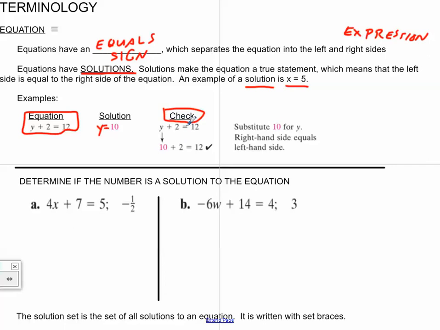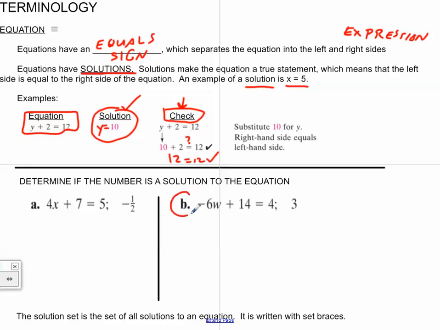10 plus 2 equals 12. Is that true? You'd probably put a question mark on top of it. 10 plus 2, oh yeah, it does equal 12. 12 equals 12. Sure enough, it does. And then after you've checked your work, you can say the solution is correct because the left side expression is equal to the right side expression.